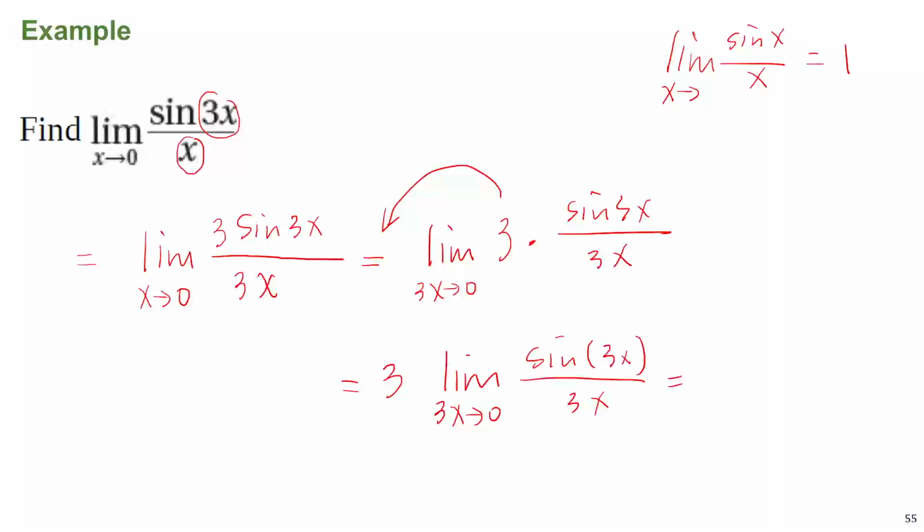So you can consider 3x as u. When the input u approaches 0, sine u over u will approach 1, right? Therefore, the final result is 3. You see that?